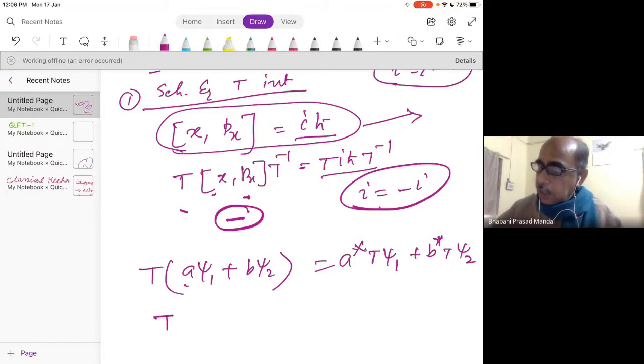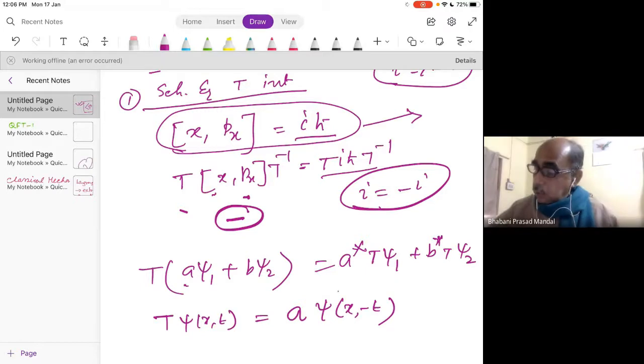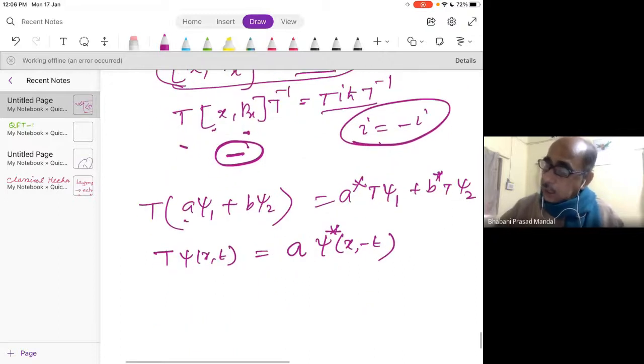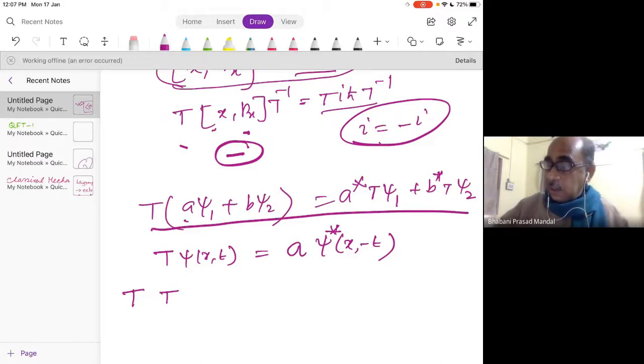So start with psi of x, t. Suppose some eigenvalue a of psi of x, minus t, right? But it has to be a star, because time reversal is antilinear. Now you apply T again, like parity, and see what will happen. The same way you did parity, you can find the eigenvalues. But you have to remember, time reversal is an antilinear operator. When it acts, it makes the numbers complex conjugate, and the wave function complex conjugate. Then you will be able to find it.